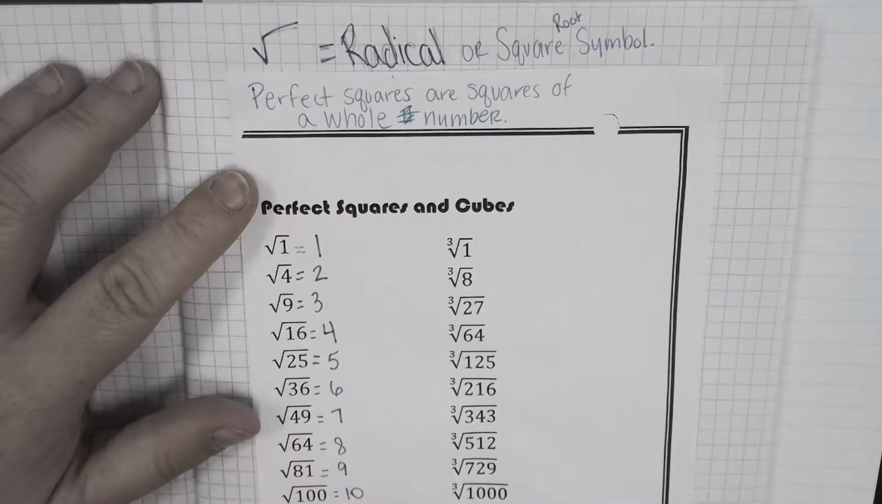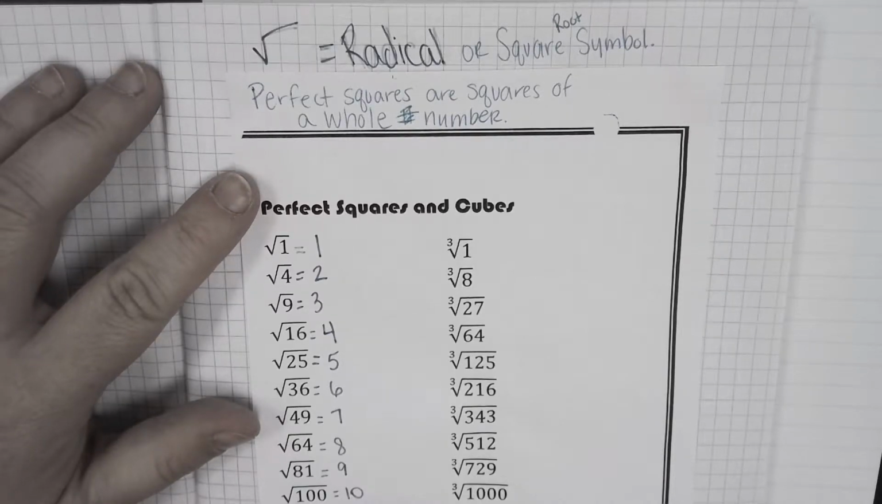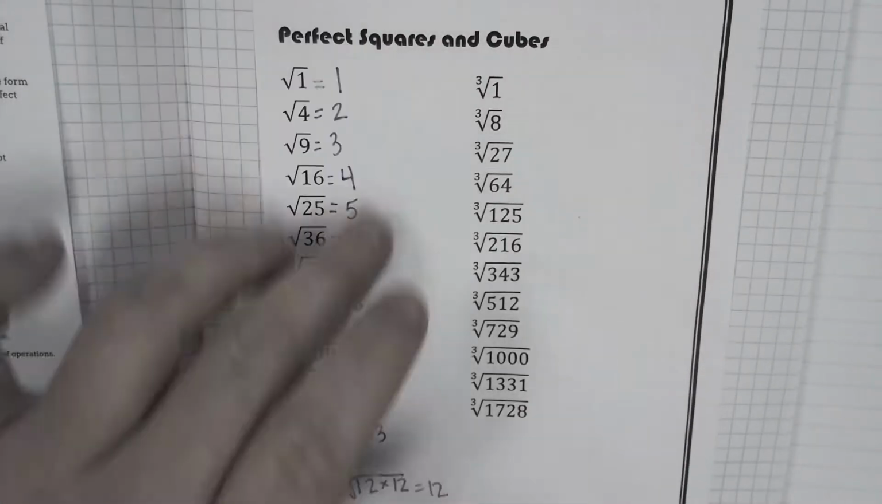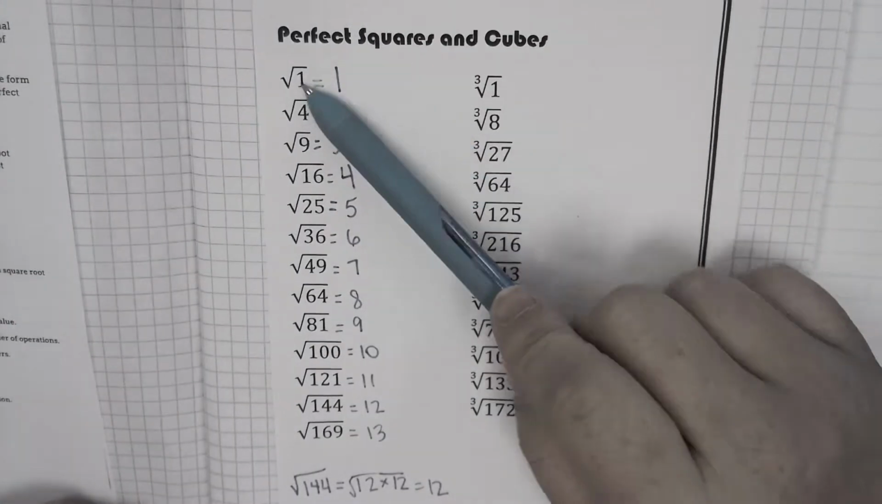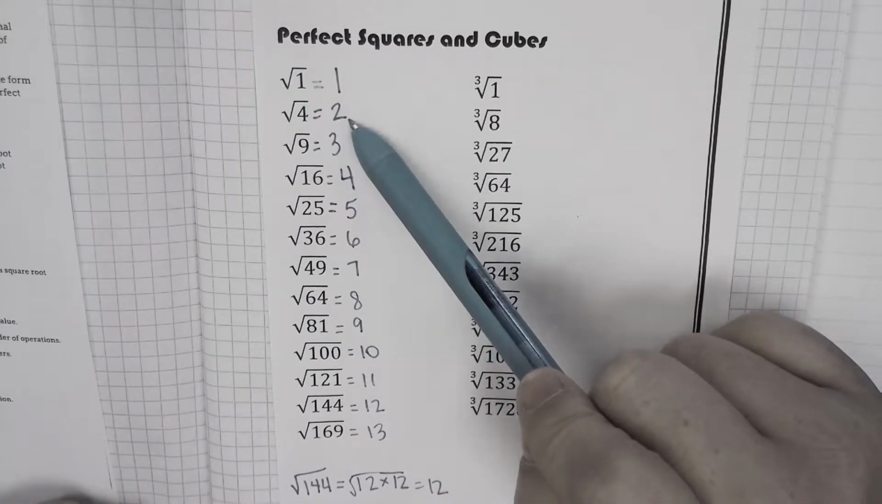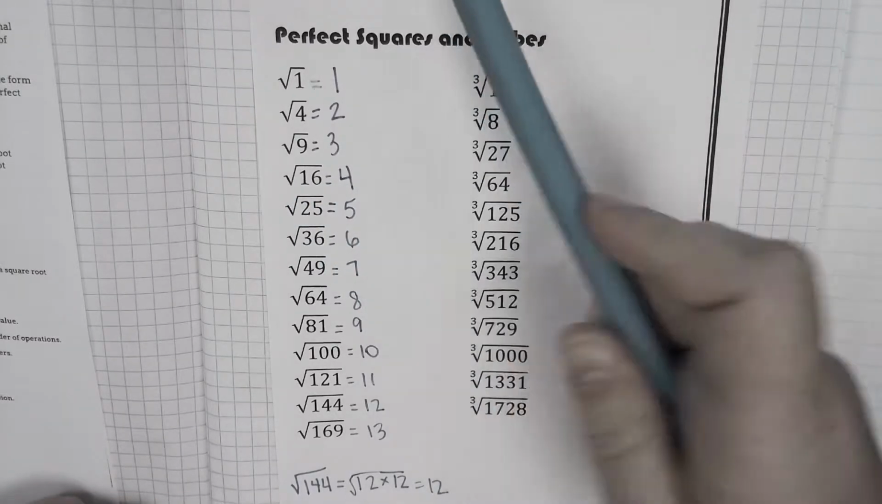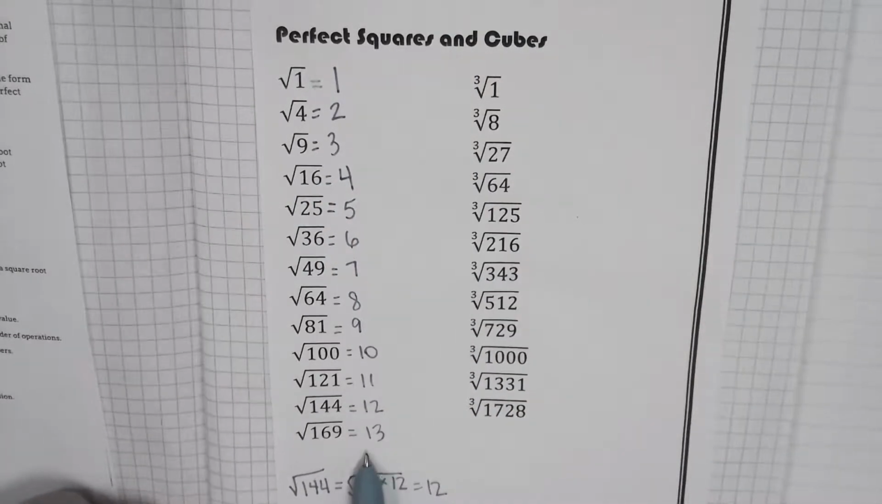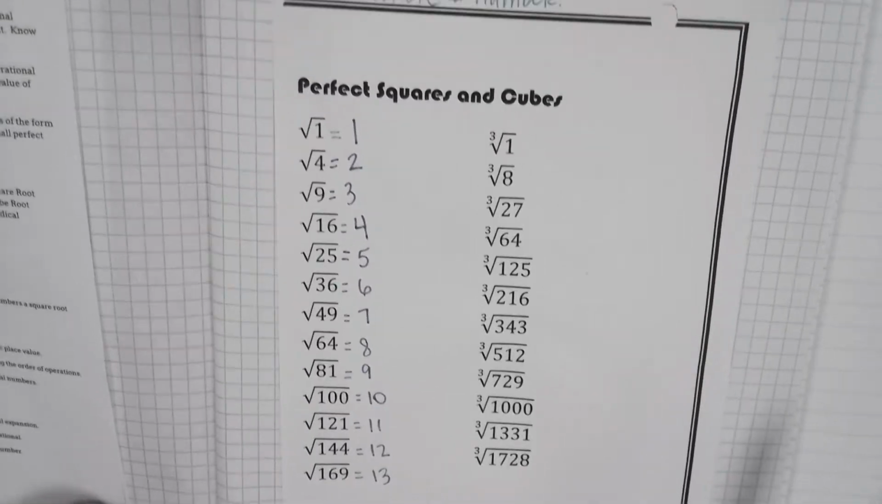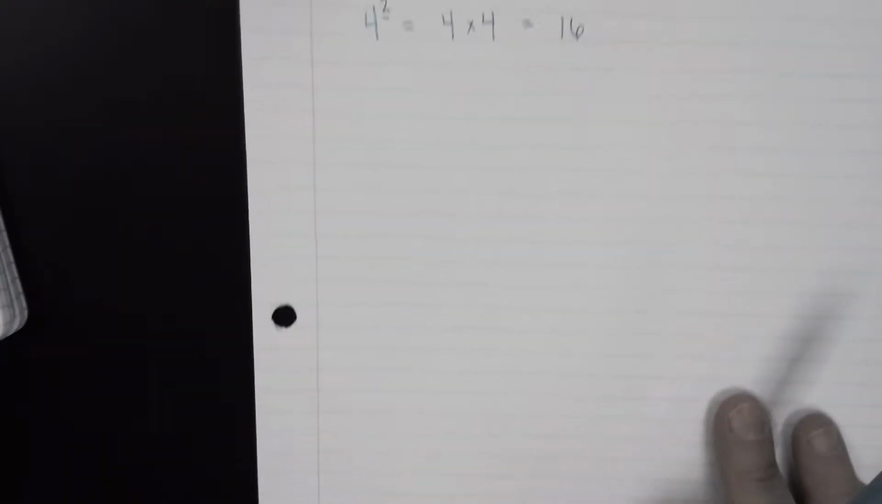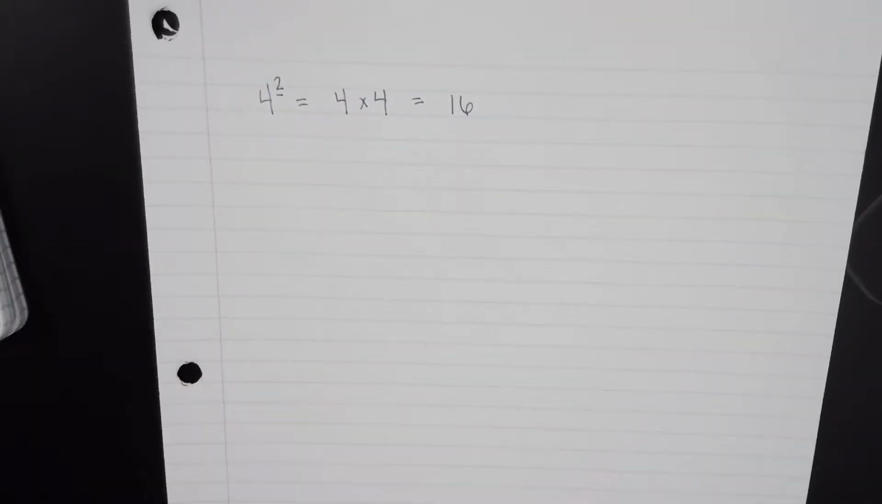When we talk through this, remember perfect squares are squares of whole numbers. And we have a chart of those in our math notebook. The square root of 1 is 1, the square root of 4 is 2, the square root of 9 is 3. These are all of our whole number integers all the way up to 13. So when I talk about squares and square roots, this is what I mean.